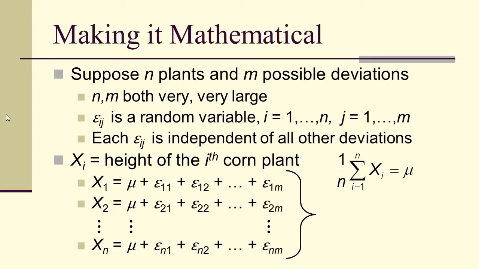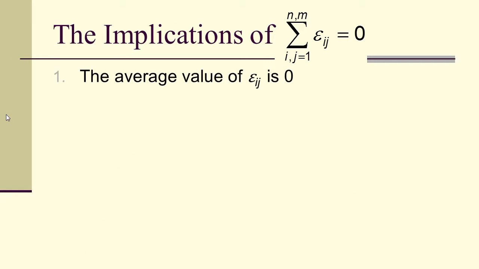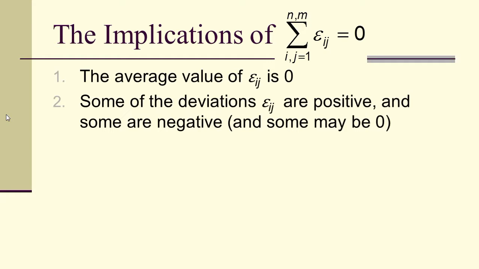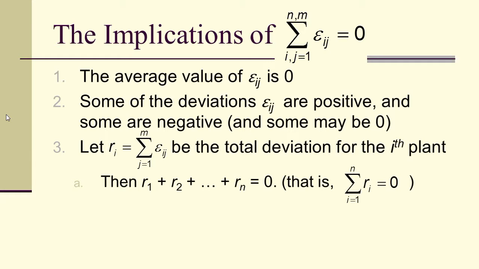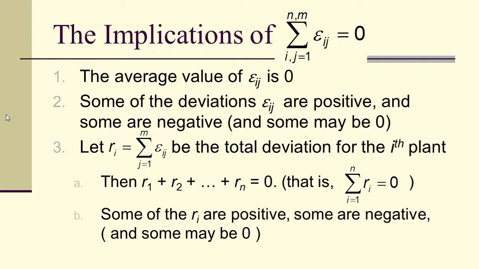So when we average, we're just summing up all the x sub i's and dividing by the number of them, which is n. Now that means that the sum of all the epsilon sub ij's has to be 0. Now, what does that mean? Well, the average value of the epsilon sub ij's is 0. Some of the deviations, therefore, are positive and some are negative, and some may actually be 0. Now, if r sub i is the sum j equals 1 to m of epsilon sub ij, the total deviation for the ith plant, then its average value has to be 0.